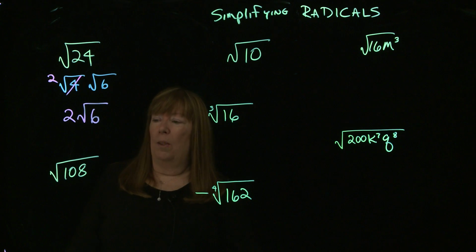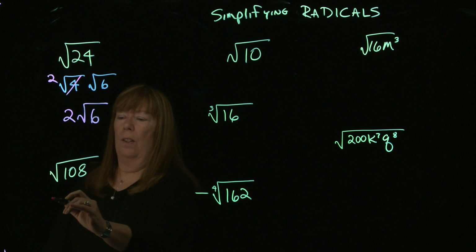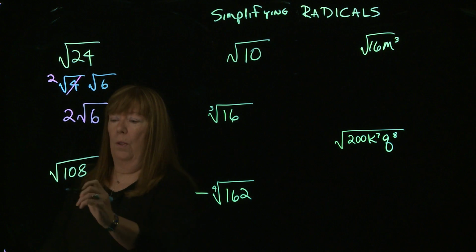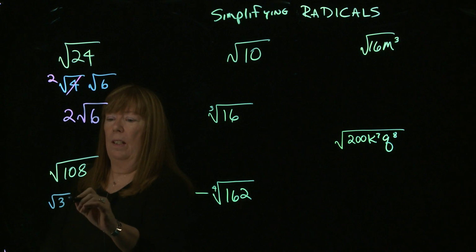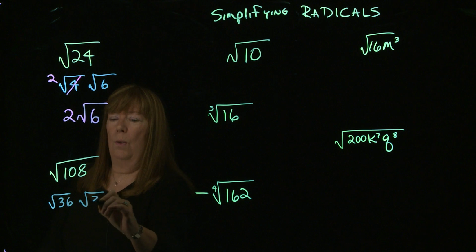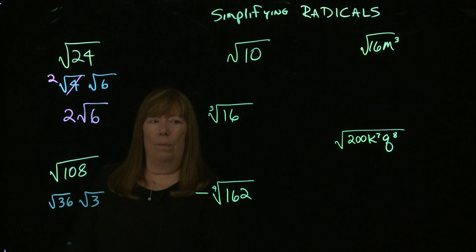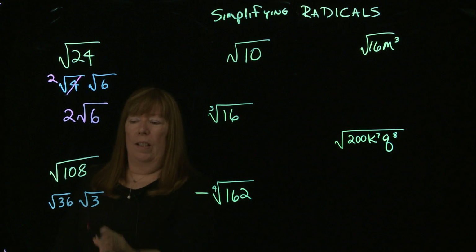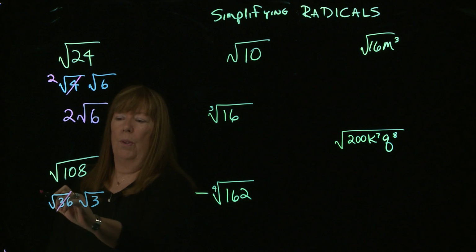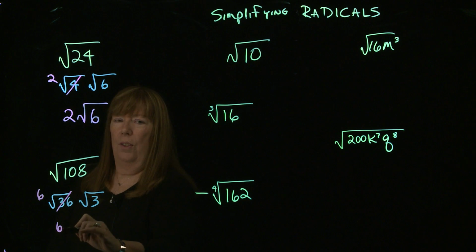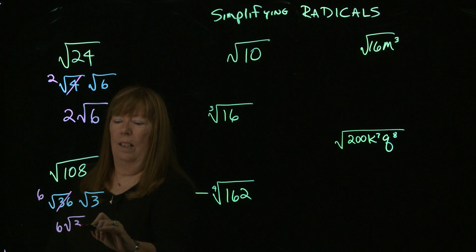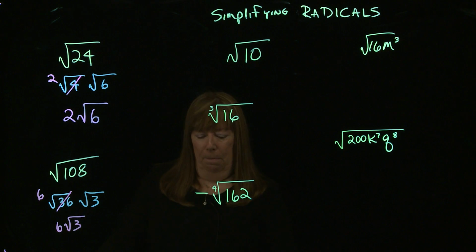All right, let's try another one. Square root of 108. Let's see, I think that's going to break down to the square root of 36 times the square root of 3. Okay. 36 is our perfect square. The square root of 36 is 6. So that gives us 6 times the square root of 3.